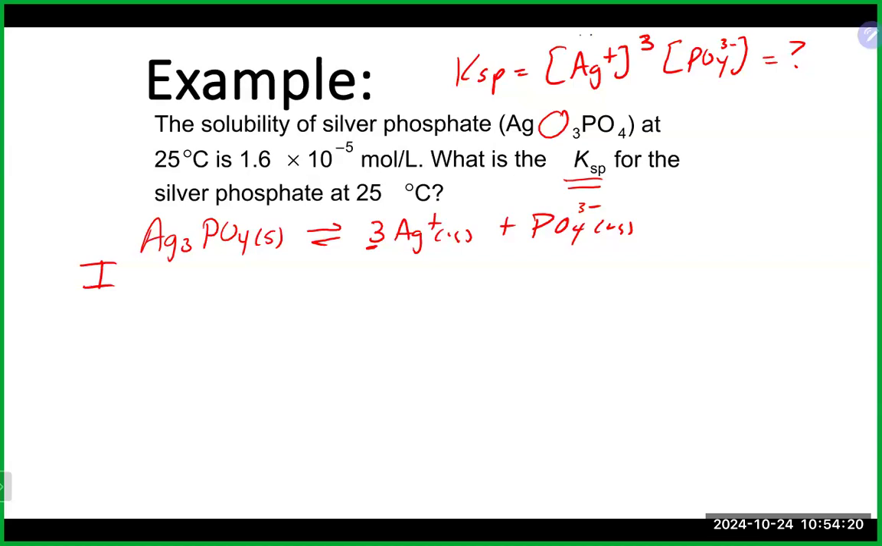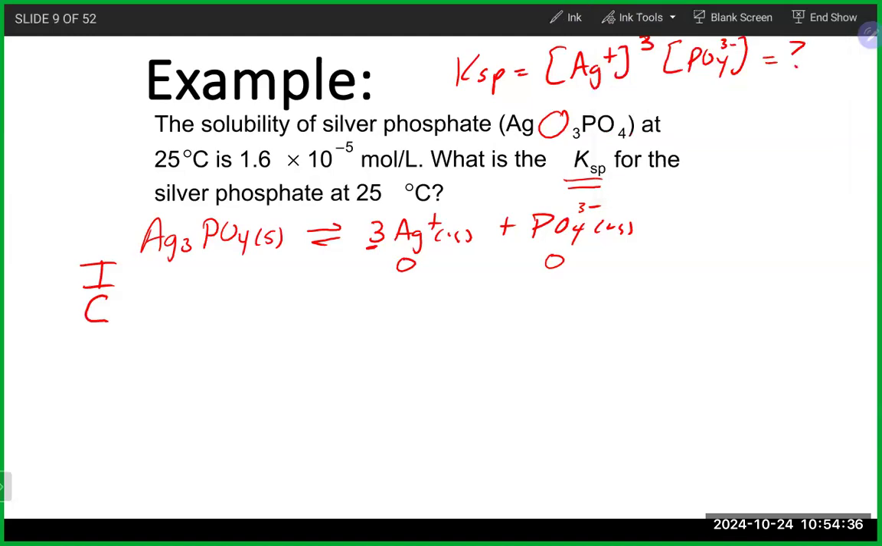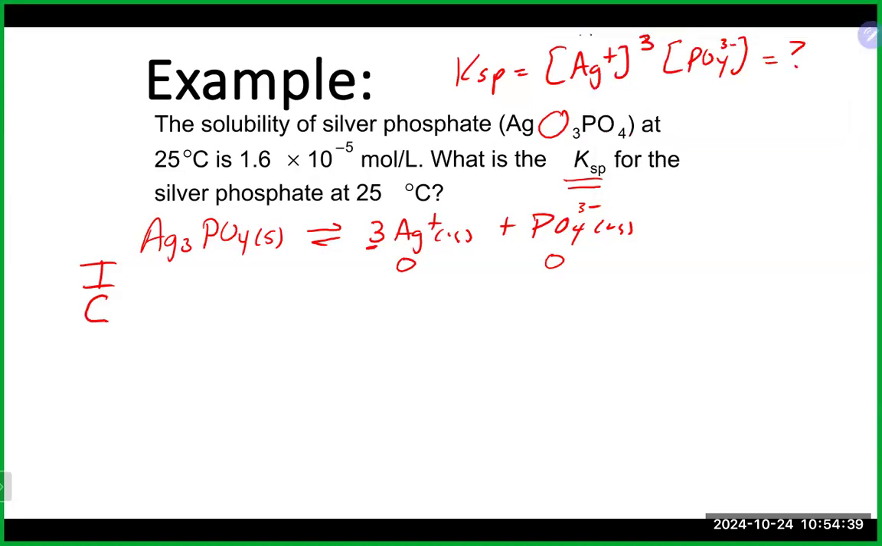Normally, if we're not given any numbers per se, we will start out with 0 of these guys. So now we come to our change part here, and we will have minuses on the left and positives on the right, and we will still have that here. A lot of times we use a different symbol or letter to represent the change. Normally we use x, but here most of the time we use s. And s actually stands for the molar solubility.